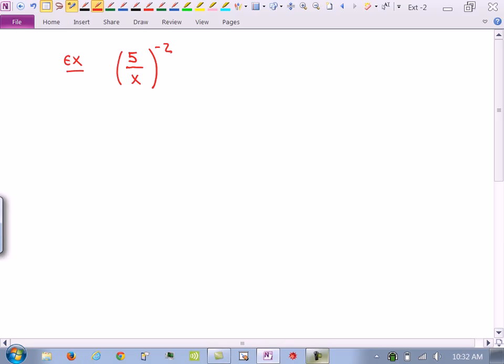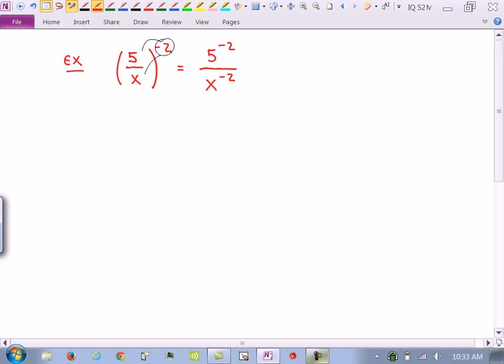Now, do you have a quotient? Yes? Is it being raised to a power? Yes. So according to the rule, I should be able to take whatever's in the top, and then raise it to what? Negative 2. So let me take the 5 and raise it to negative 2. And then I should be able to take the bottom, which is an x, and raise it to negative 2.